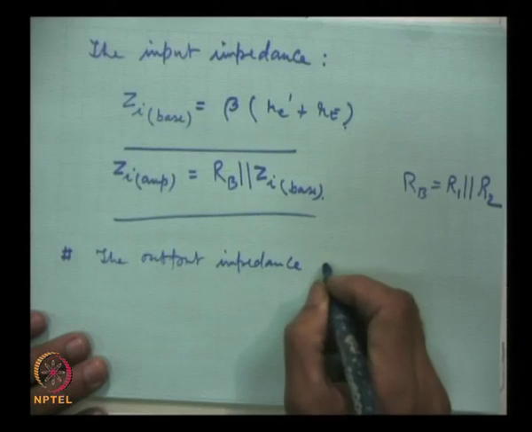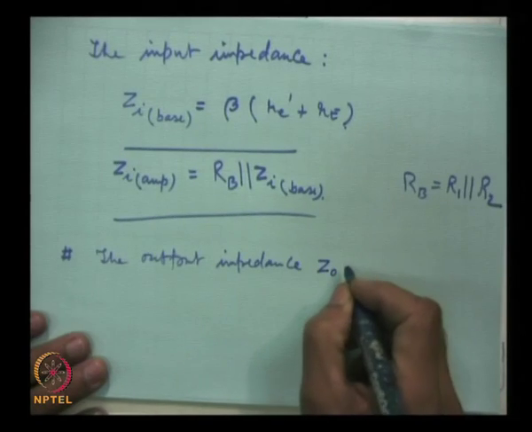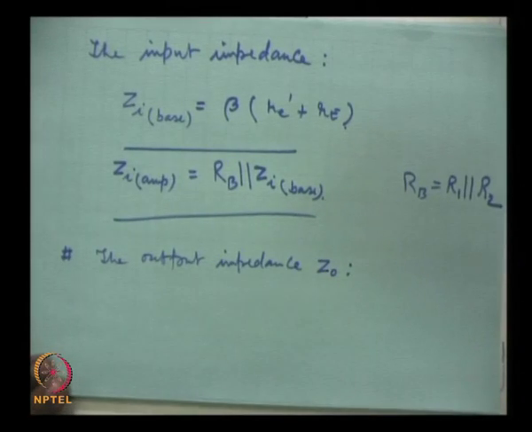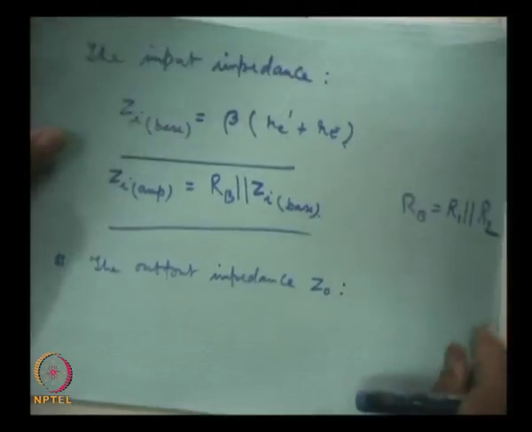Output impedance ZO, output impedance. Let us draw the circuit, the equivalent circuit. How do you determine impedance? For example, if you are given a circuit and you do not know anything about the circuit, just the input terminals are available and output terminals are available. Now, you have to find out the input impedance.